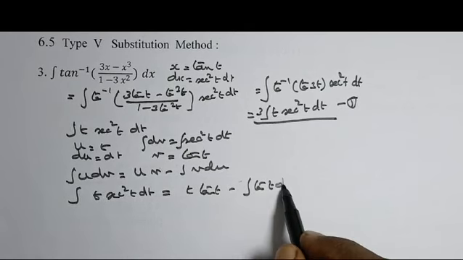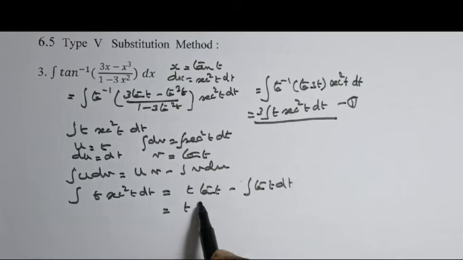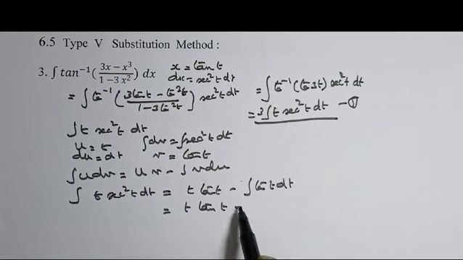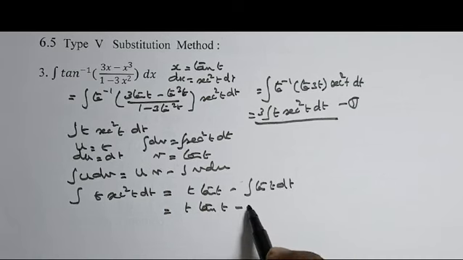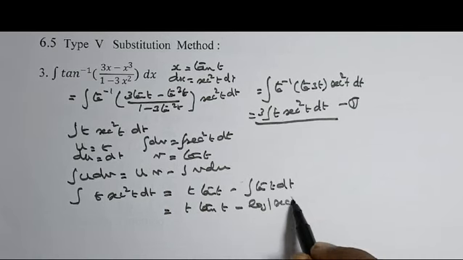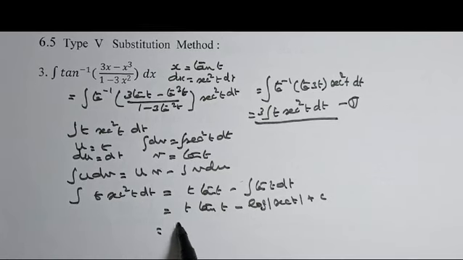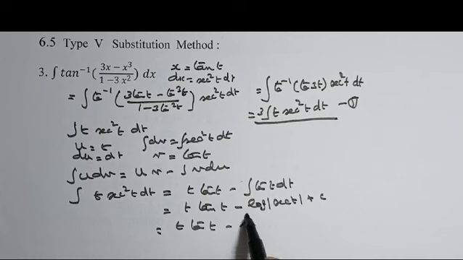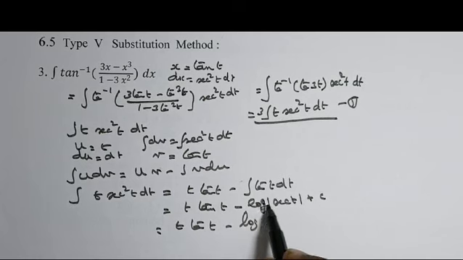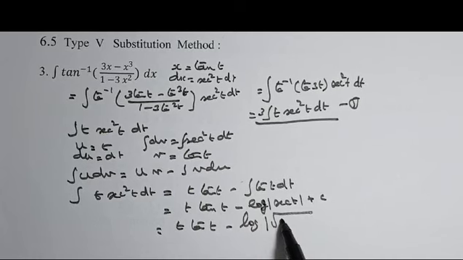du is dt. Is it clear? Now this is t tan t minus, what is integral tan t? Integral tan t is log of modulus secant t. So this is equal to t tan t minus log of root of 1 plus tan square t, plus c.